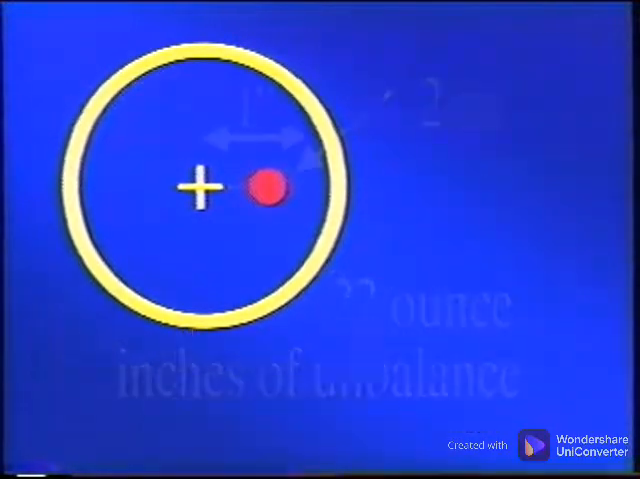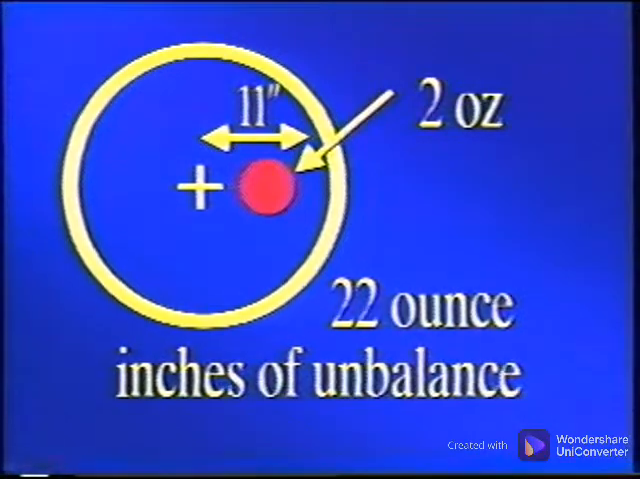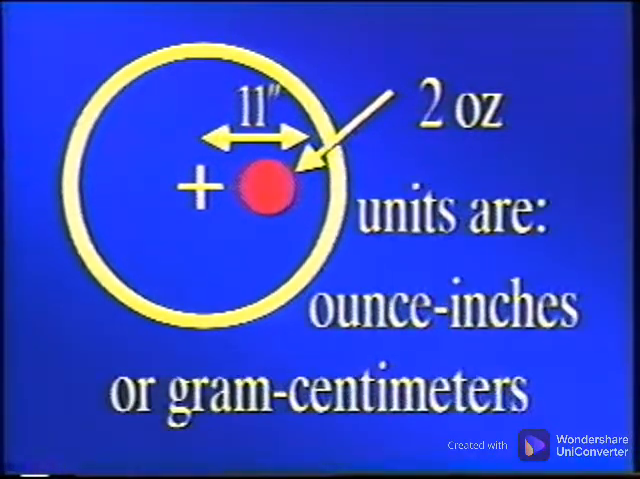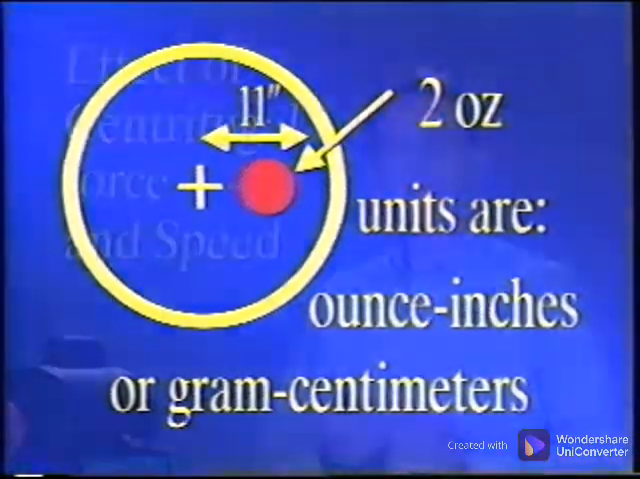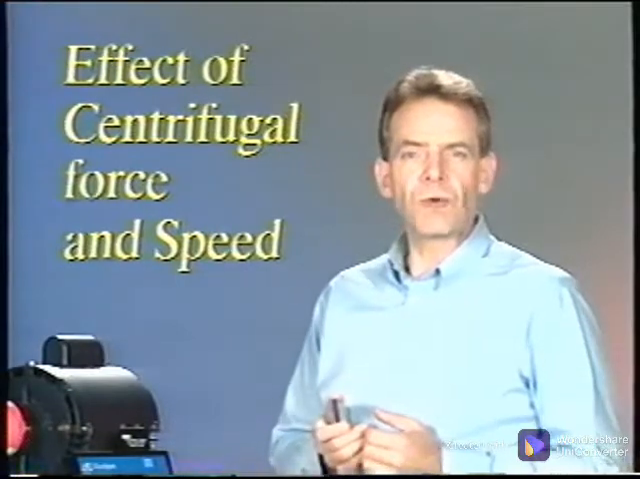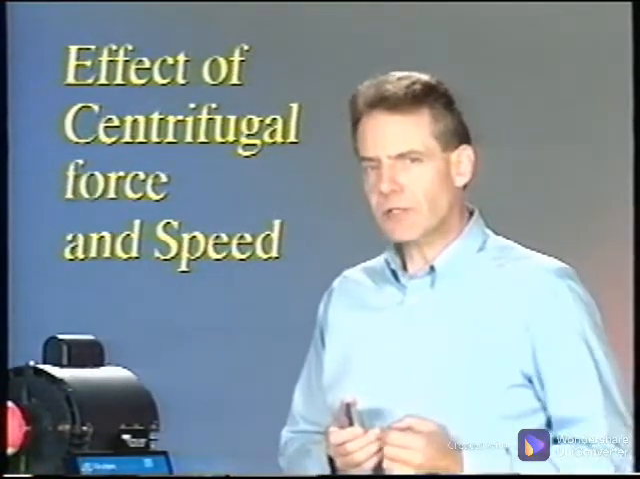weight amount. So at an 11-inch radius, 2 ounces of weight is required to equal 1 ounce at a 22-inch radius, or 22 ounce inches. This method is often used to describe the amount of unbalance in units of ounce inches or gram centimeters. This concept of the effect of centrifugal force and speed needs to be understood.